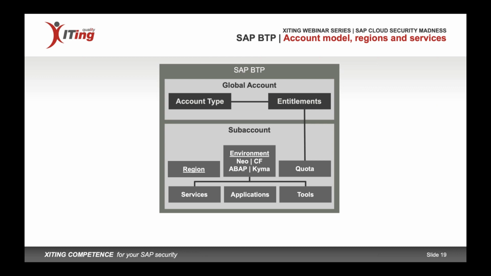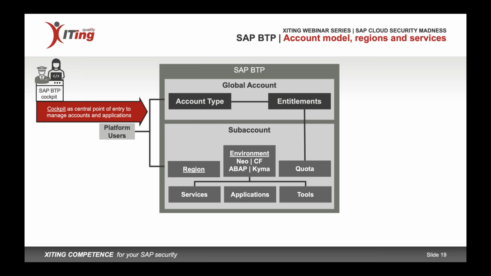Now let's take a look at the business technology platform account model, its regions and services in a little bit more detail. So first of all, the central entry point to the cloud platform, or the business technology platform, is the cockpit. That's where you can access your accounts and applications, where you manage all your activities, and you can also use a command line to do that. Those users are typically administrators and developers, also known as platform users. And the cockpit is structured according to global accounts, with one or many sub-accounts. You can have a trial account or you can have an enterprise account.